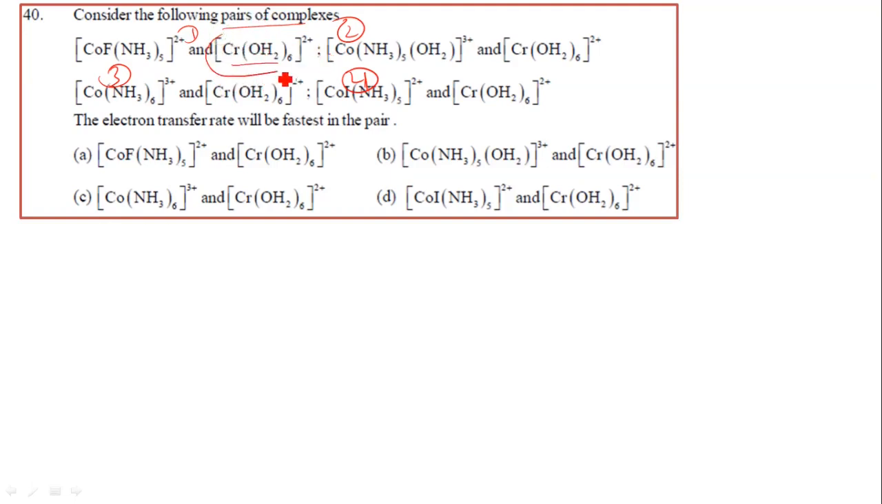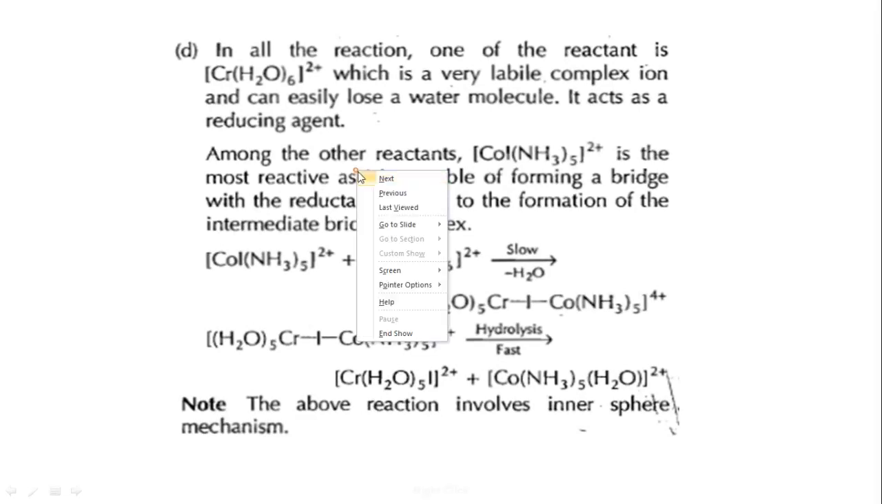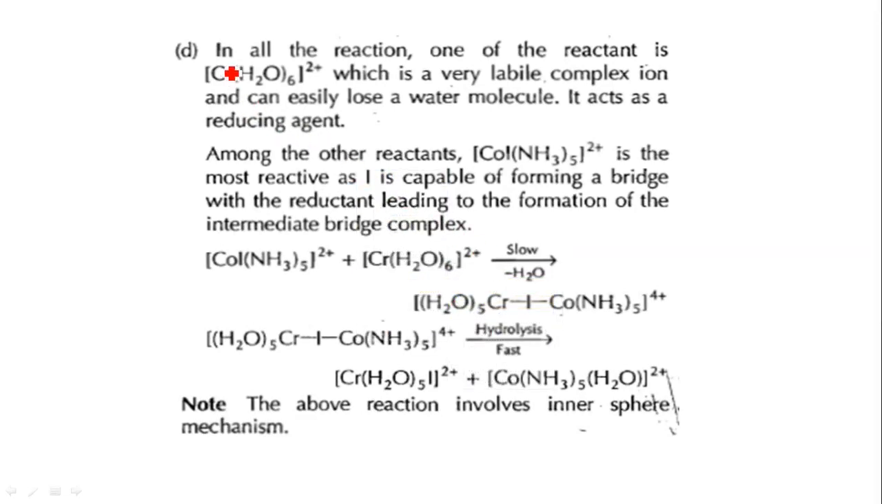Cr(H2O)6 2+ was given in all the complexes. In all the pairs, the Cr(H2O)6 2+ is present. Okay, now the answer is: here you see, in all the reactions this Cr(H2O)6 was present, which is a labile complex where the loss of a water molecule is very easy.